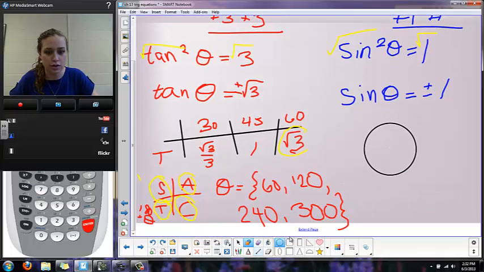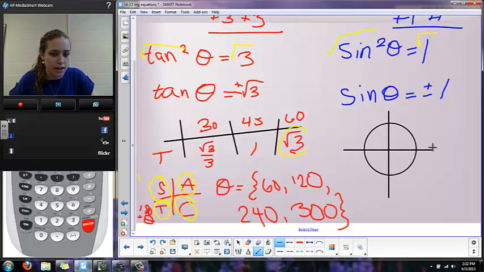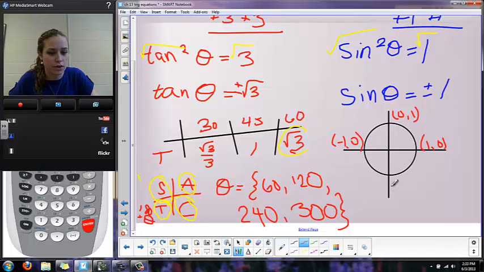I love this unit circle. It never ever goes away. It never dies. Isn't that fantastic? Okay, so remember how on the unit circle, this point is 1, 0. This is 0, 1. This is negative 1, 0, and the last one is 0, negative 1.